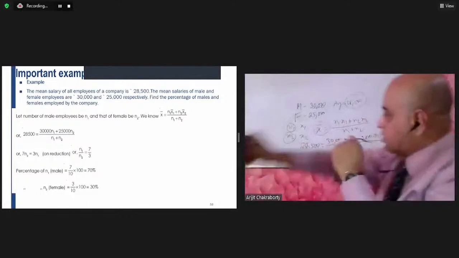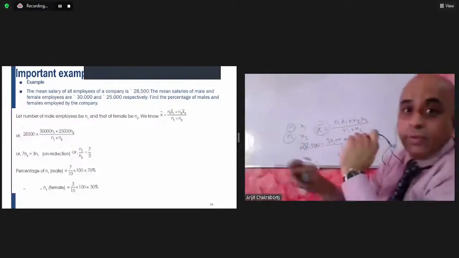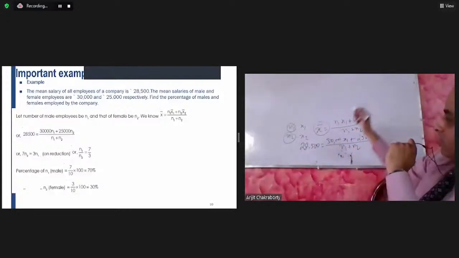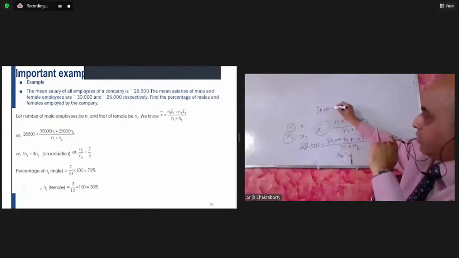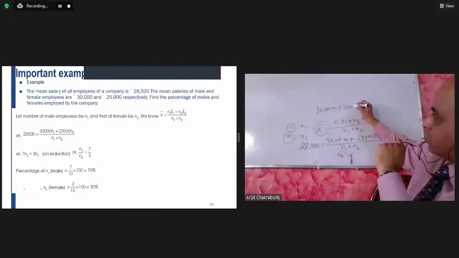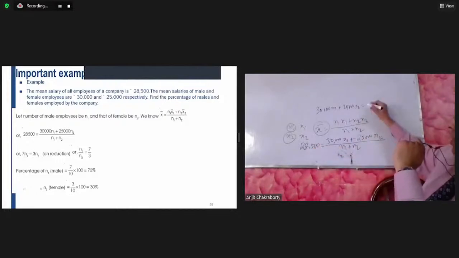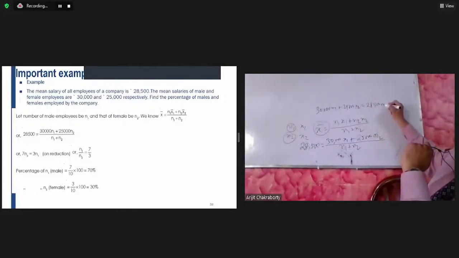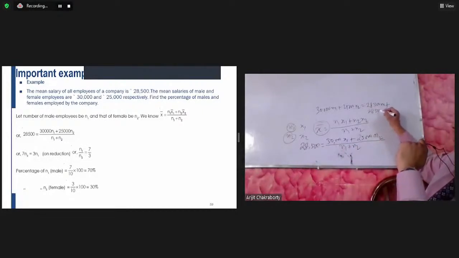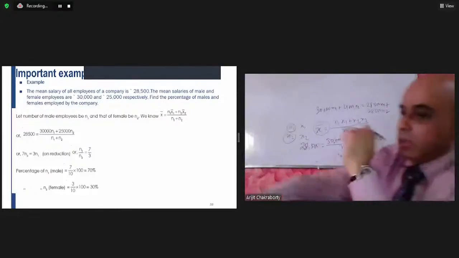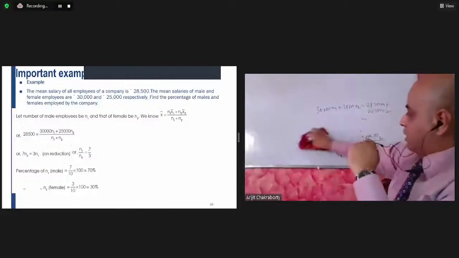Okay. So if you just cross multiply, what do I get? This is the formula, very important for the exam. If you cross multiply, I'm getting 30,000 N1 plus 25,000 N2 is equal to 28,500 N1 plus 28,500 N2.